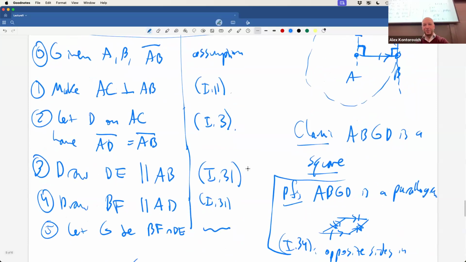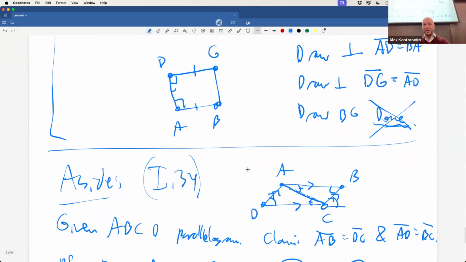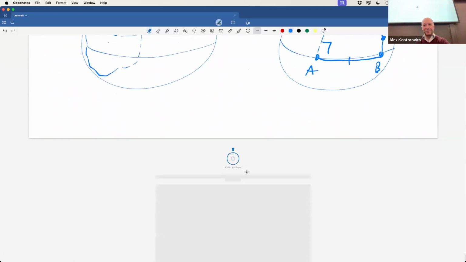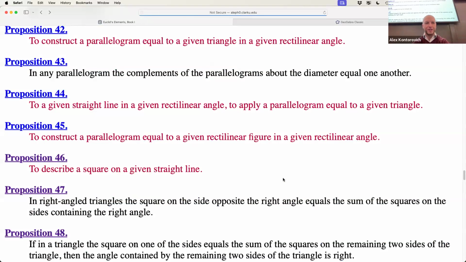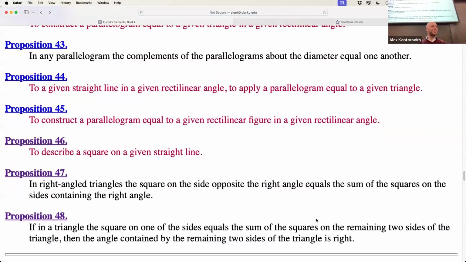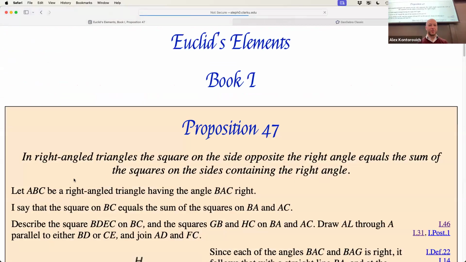Let's do I-47. I don't know if we can prove it in 10 minutes. I think we can. What do you think? We're up for it, right? I-47, drum roll, please. We all know what I-47 is going to be. We already discussed it last time. The Pythagorean theorem. Let's set it up at least if we can't give the full proof.